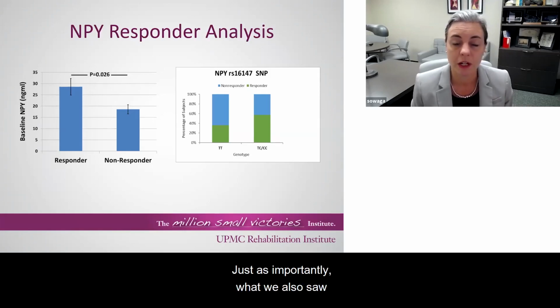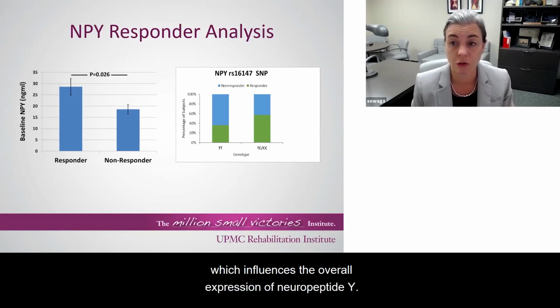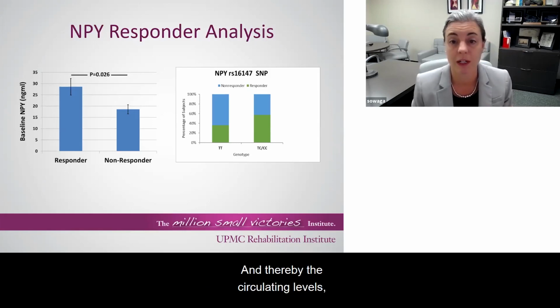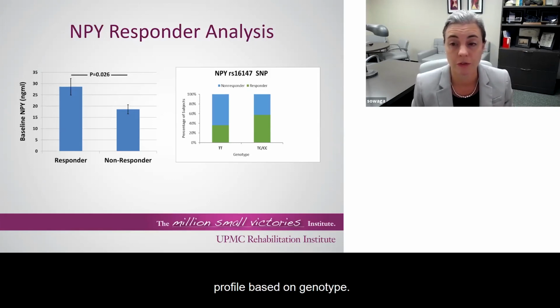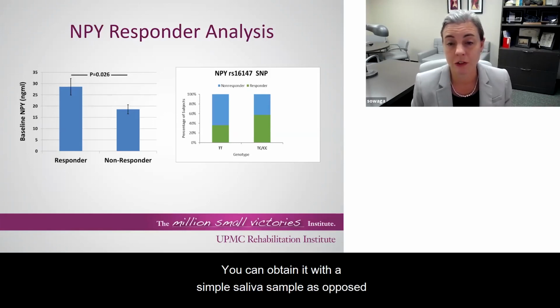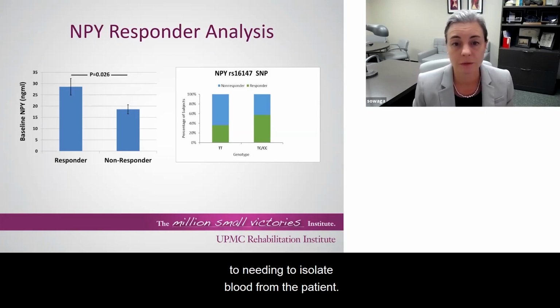Just as importantly, what we also saw was that there was a difference in responders and non-responders based on their genotype. So looking at a single nucleotide polymorphism of the promoter region of neuropeptide Y, which influences the overall expression of neuropeptide Y and thereby the circulating levels, we also saw a difference between the responder-non-responder profile based on genotype. And of course, this is exciting because it can be a much more stable biomarker than a circulating protein biomarker, but it also is easier to obtain. So you can obtain it with a simple saliva sample as opposed to needing to isolate blood from the patient.